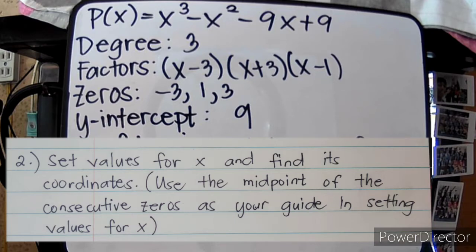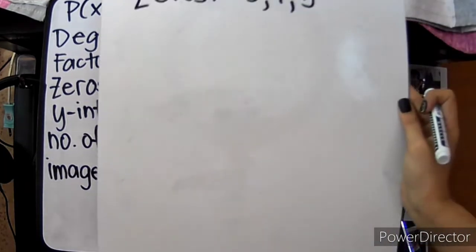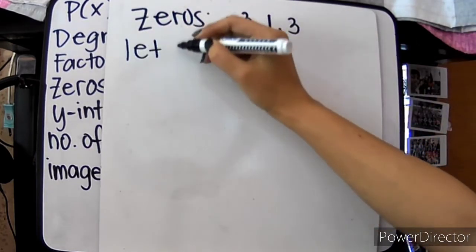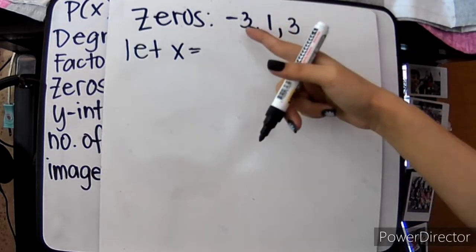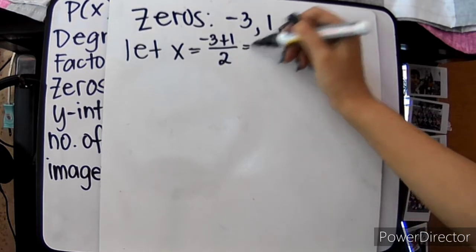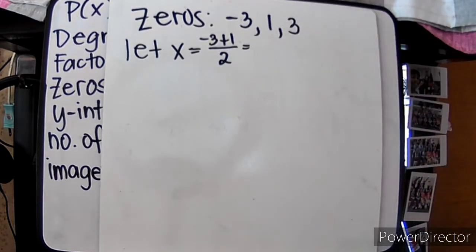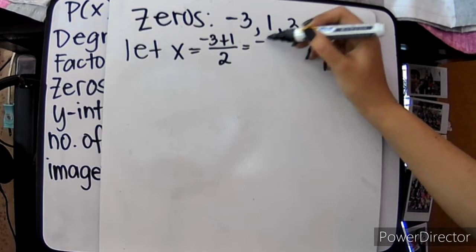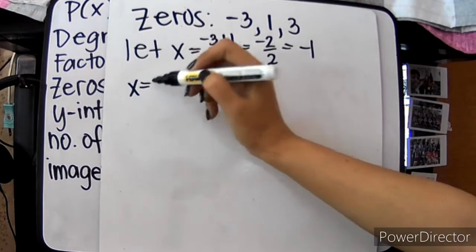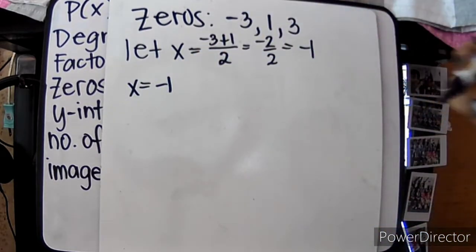So, since our zeros are negative 3, 1, and 3. So, ito yun. Yan yung zeros, right? So, magle-let x tayo. So, para mahanap yung let x na yan, gagawin natin yung gitna ng dalawa. So, negative 3 plus 1, again, kaya ako pinapahanap yung gitna ng dalawa para doon natin ilalagay yung ating turning point. So, we have negative 2 divided by 2, which is negative 1. So, ang una natin gagamitin is negative 1. Yun yung ilalet natin.